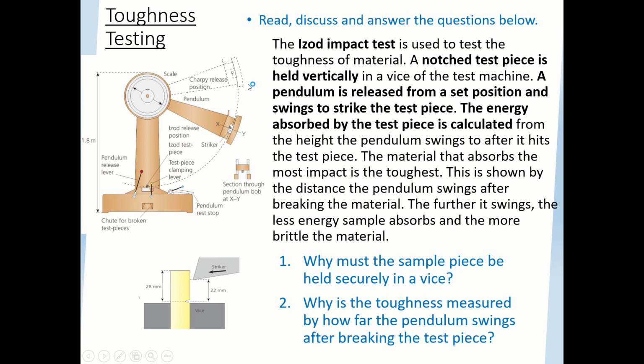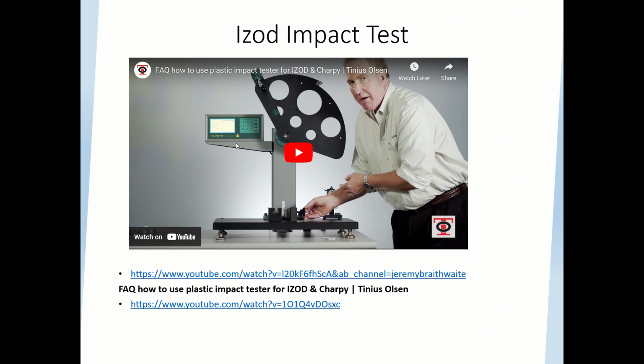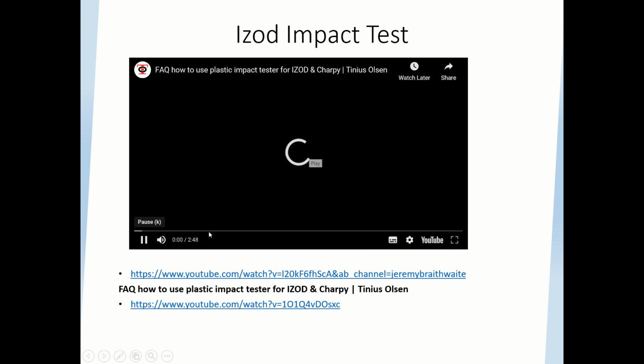Well, imagine the pendulum swinging down. If the material absorbed most of the energy and the pendulum only swung a little bit, it's absorbed it because it's tough. If it just smashed straight through and didn't stop, that's brittle. Here's a little video, and this one doesn't use a needle, it uses an actual computer. So I'm going to skip ahead a little bit in this.